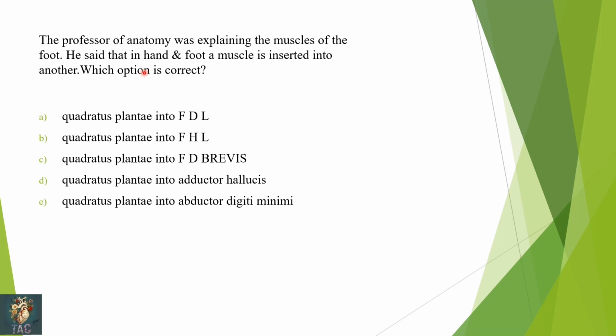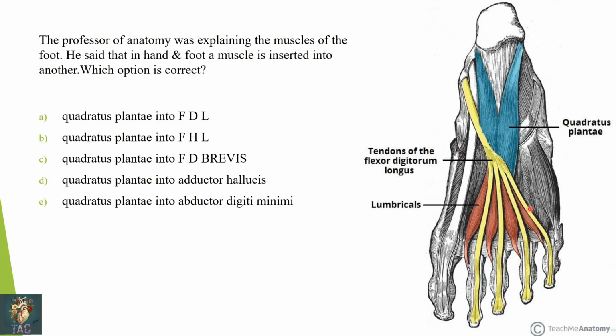Next question is that the professor of anatomy was explaining muscles of the foot. He said that in the hand and foot a muscle is inserted into another. So which option is correct? Again, same diagram. This is the quadratus plantae which is inserted into the tendon of the flexor digitorum longus. So option A is correct in this MCQ.